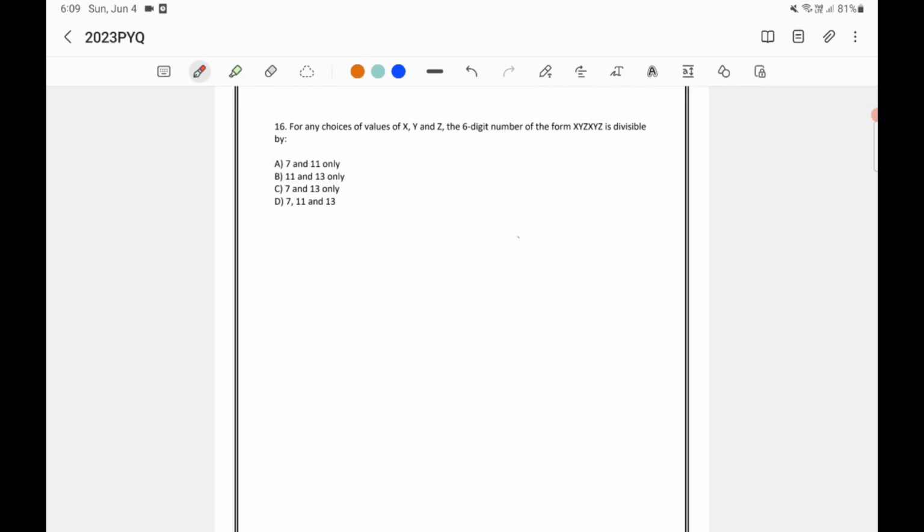For any choices of values of x, y, and z, the 6-digit number of the form xyzxyz is divisible by. So we need to see xyzxyz is divisible by which of the numbers given, that is 7, 11, or 13. For some students, if they see the xyz, it's actually difficult to solve. So you can assume some values for x, y, and z. That will be better here. So I'm just assuming x equal to 1, y equal to 2, and z equal to 3. xyzxyz will become 1, 2, 3, 1, 2, 3, right? So now we need to check whether 1, 2, 3, 1, 2, 3 is divisible by 7, 11, and 13.